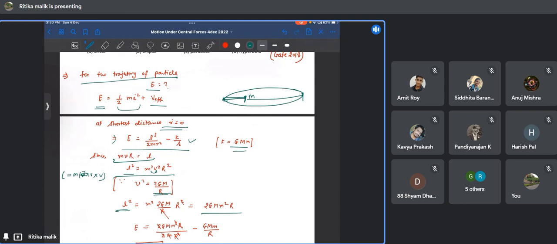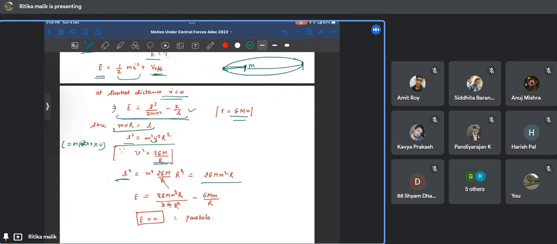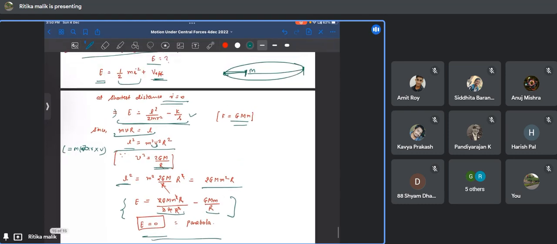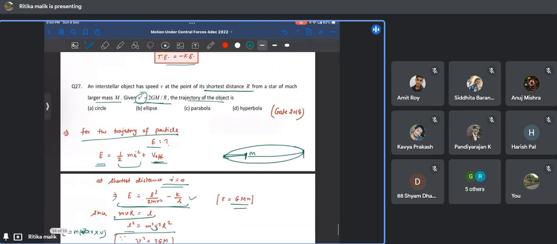So put the value of energy here. The r dot term is 0, so only the effective potential is the term. So this is our energy. Put in the value of L square and k by r, and when you see, these will cancel each other out. So the energy is 0 for the case of a parabola. So this condition you have to remember. So the trajectory of the particle in that case will become a parabola.